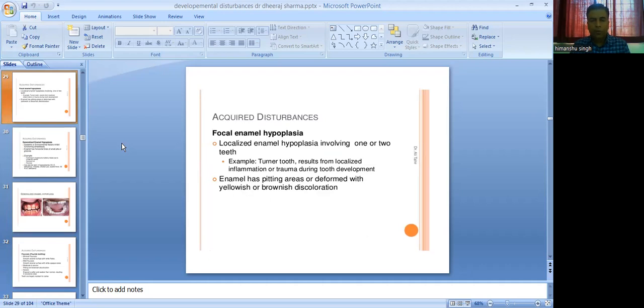And we have focal enamel hypoplasia, when the enamel hypoplasia is seen in one or two teeth. Examples include Turner's tooth, which results from localized inflammation or trauma during the tooth formation process. The enamel has pitting areas or is deformed, with yellowish or brownish discoloration.